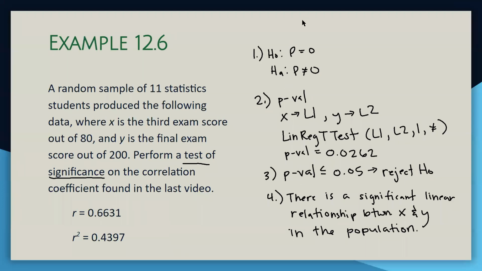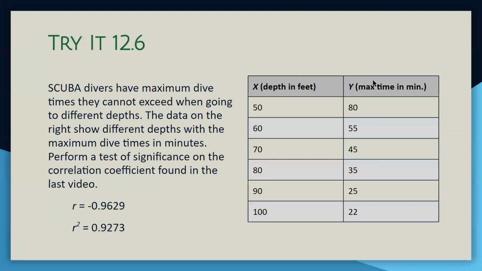I want to try another example in GeoGebra. So for those of you using GeoGebra, you can see what that test statistic process looks like. So let's go back to our try it 12.6 from previous videos. So this is the scuba divers have maximum dive times they cannot exceed. Data on the right shows different depths with the maximum dive time in minutes. Perform a test of significance on the correlation coefficient found in the last video.